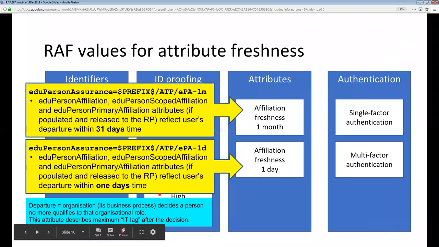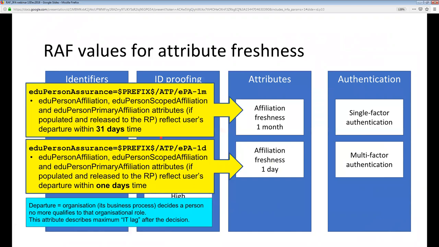The third category in RAF is the attribute that describes freshness of attributes. And in this RAF version 1.0, we focus on one attribute, which is the eduPersonAffiliation attribute of the user and the derived attributes, and some specific values there, which are the faculty, member and student values of that attribute. And there are two values in the REFEDS Assurance Framework.